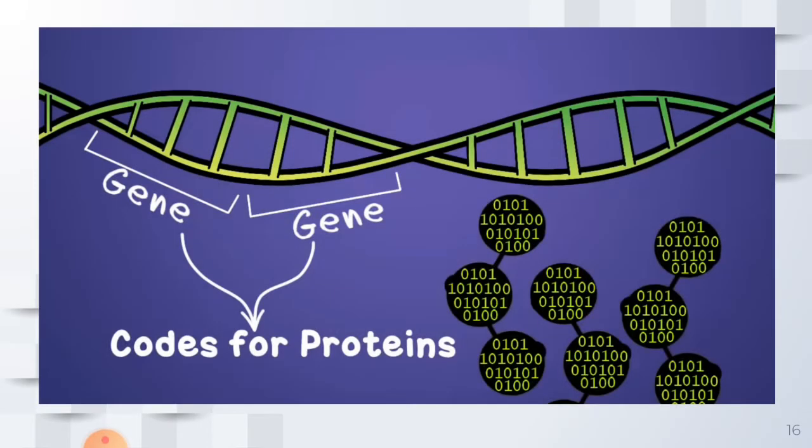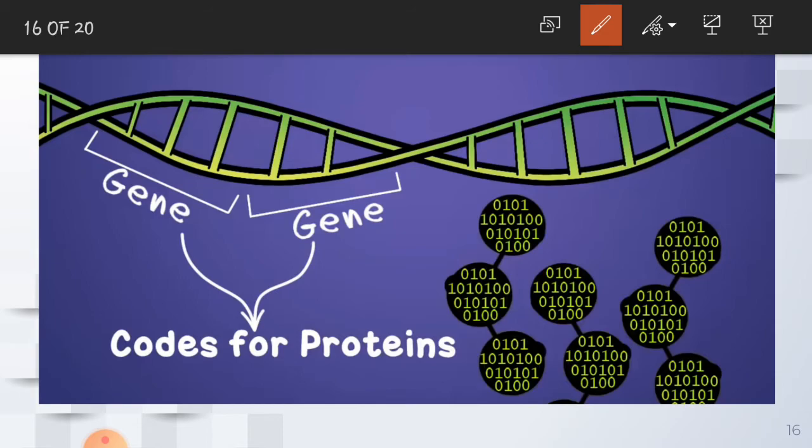Similarly, we know that our DNA has the genetic information, and that information is present in the form of codes. These codes help in the manufacturing of different kinds of proteins, and these genes are basically the codes for proteins that decide what kind of proteins will be synthesized.